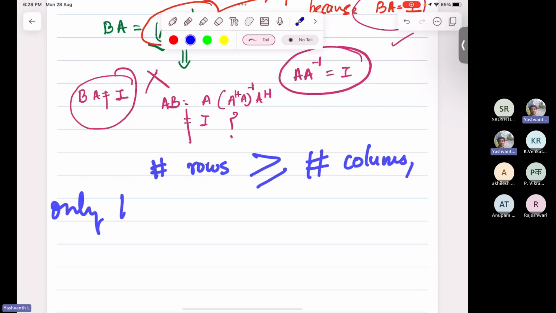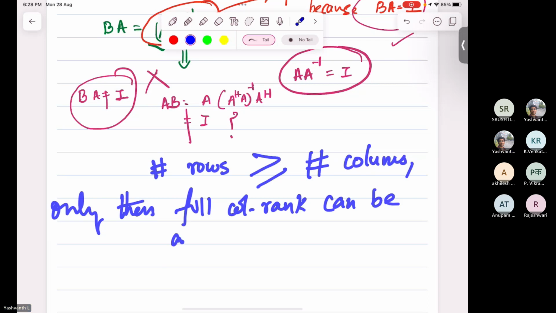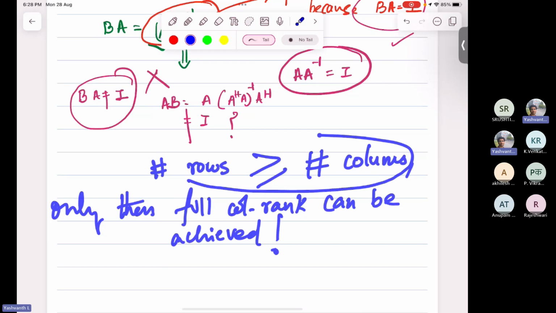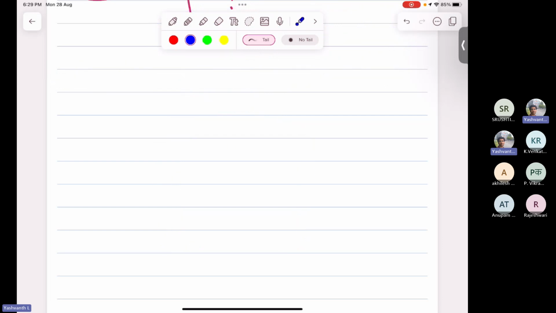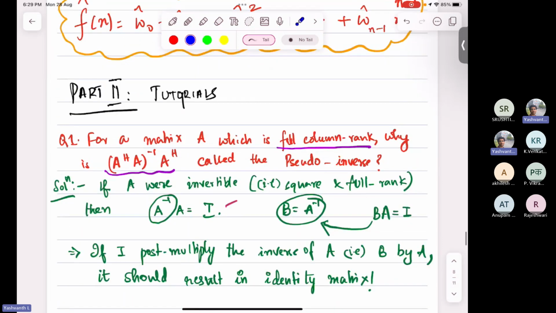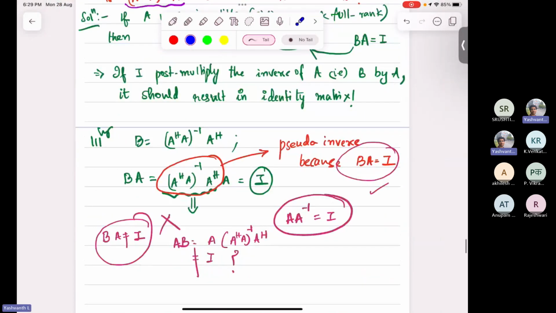Only then full column rank can be achieved. Okay, what does this mean? It's a tall matrix. This is more, but this is less. It's a tall matrix. So this particular definition, this particular computation is only valid for a tall matrix. Okay. Anyways, that's a side point.